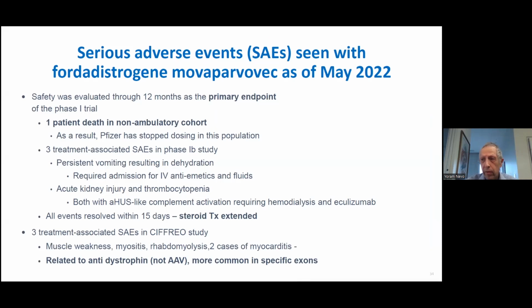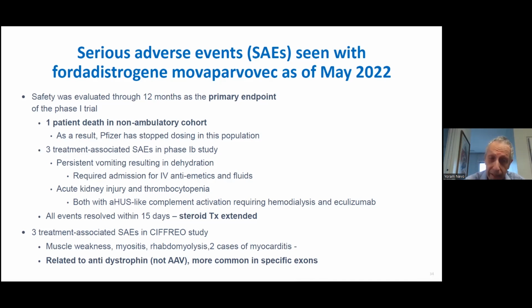However, we have to say that this trial has not yet finished recruiting patients, so we don't have results. And there were significant or serious adverse events that happened in this trial. First, there was one patient in the non-ambulatory cohort who actually died. As a result of that, the trial was stopped, and Pfizer stopped dosing this population.